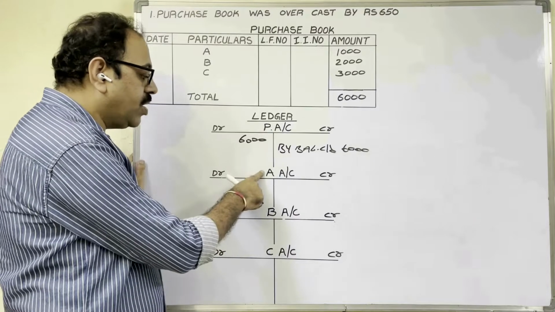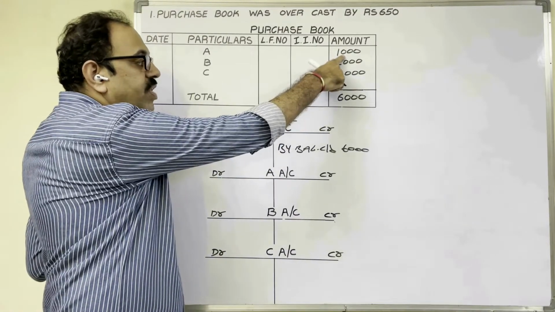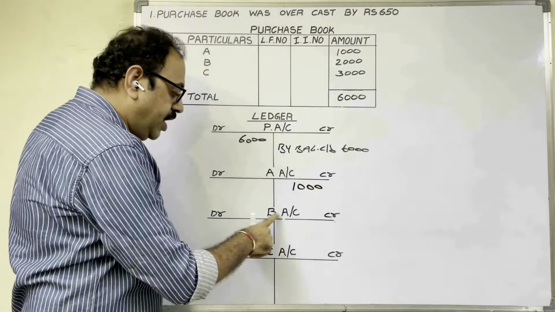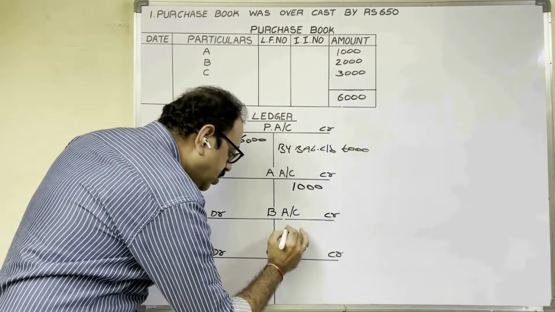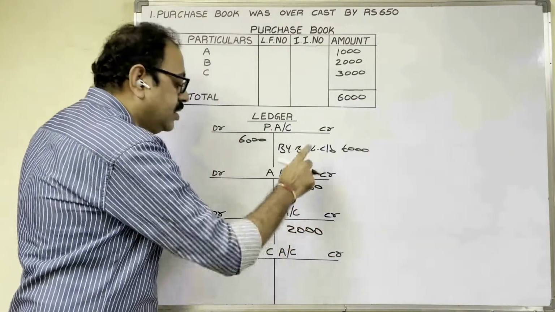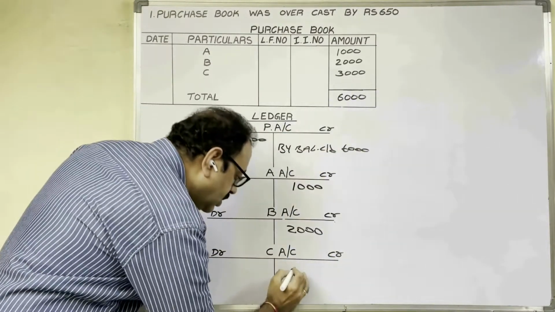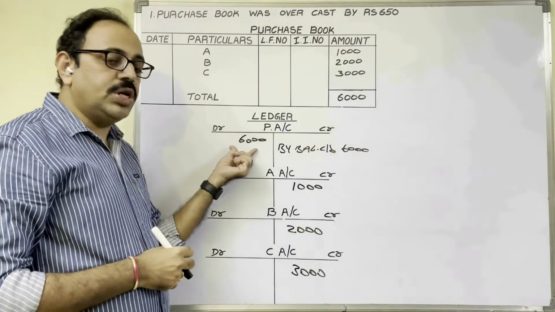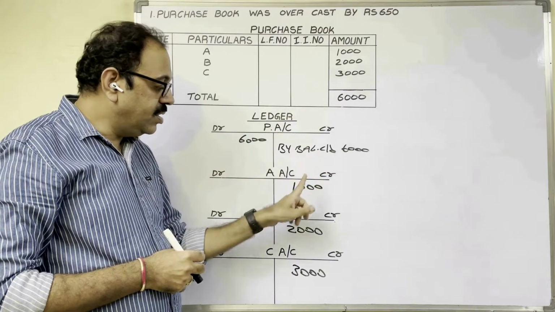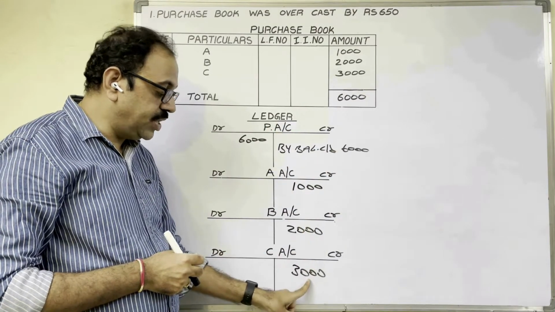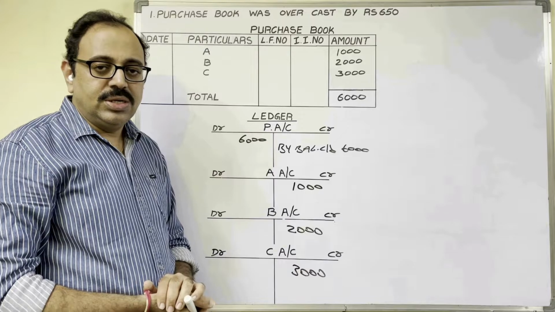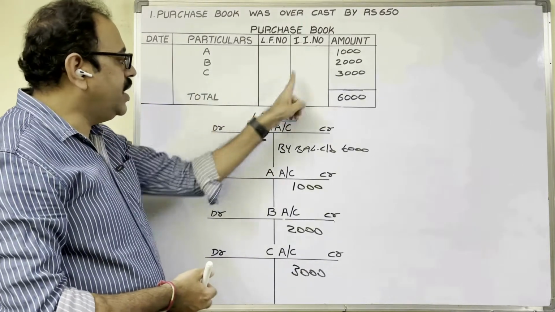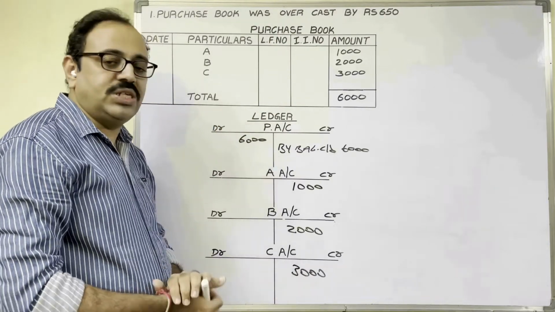Therefore, in A account, A's purchase value 1000 rupees, that amount on the credit side we should post. In B account, B's amount 2000 on the credit side. In C account, C's amount 3000 on the credit side. We debited 6000 rupees and we credited 1000 plus 2000 plus 3000, total 6000 rupees. So debit side and credit side same amounts we posted. So this is correct recording, this is correct posting.